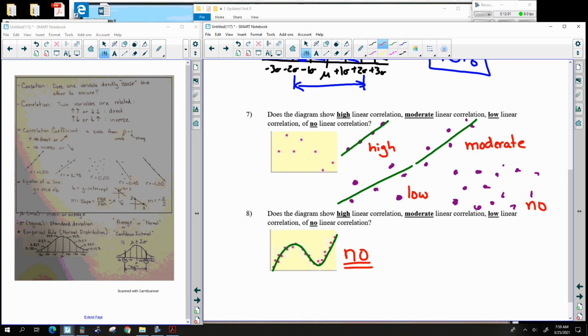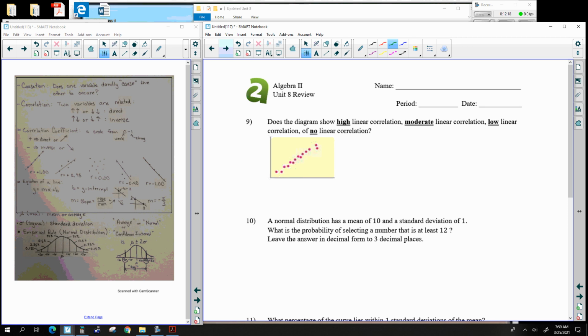So in this situation, you could probably make a line like that. So this would be really, really low in this situation. Again, the next one doesn't make a line, so it's not a linear correlation. Right here, the line looks like that. Wow, that's really high. Those dots are really, really close to that line.